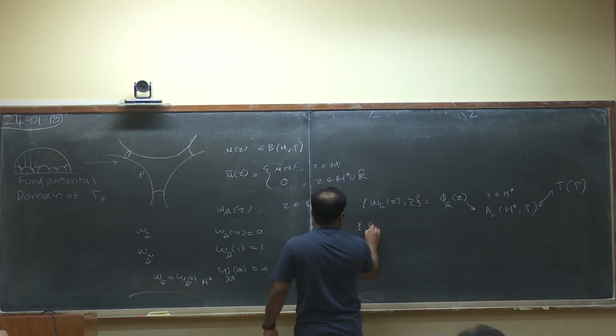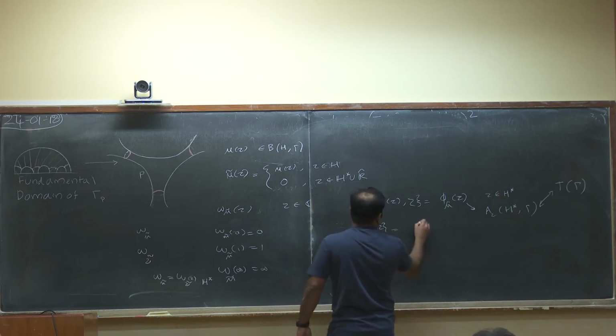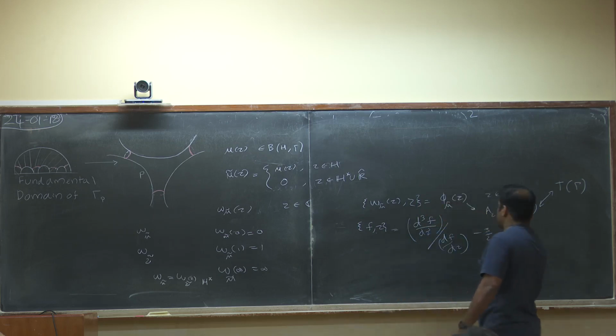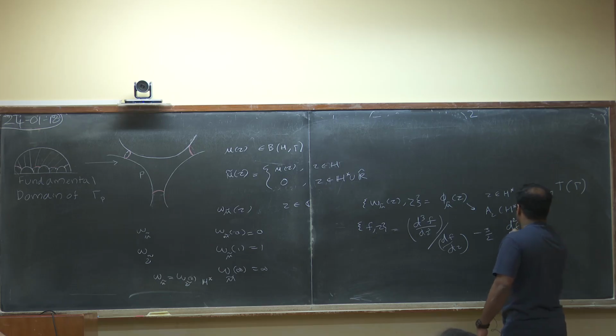The Schwarzian derivative of f of c is defined as d cube f over dc cube divided by df over dc, and then minus 3 by 2, I think, d square f over dc square divided by df over dc, whole squared.